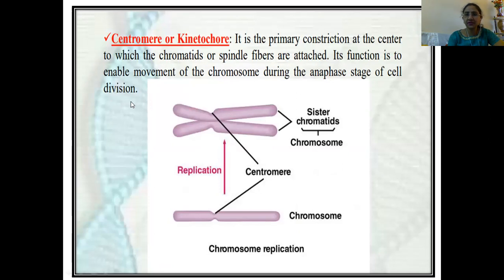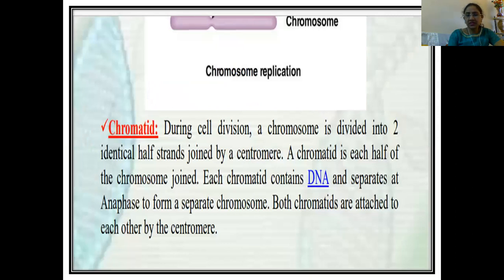So during the anaphase stage of cell division, mainly the centromere or the kinetochore helps in the separation of the chromosomes to the opposite poles. Now, what is a chromatid? During cell division, a chromosome is divided. Generally, during cell division, the chromosome is divided into two parts, which are called chromatids.